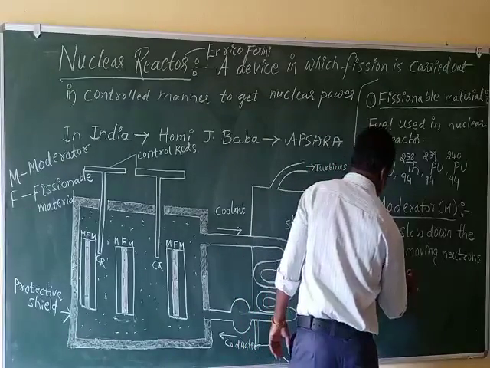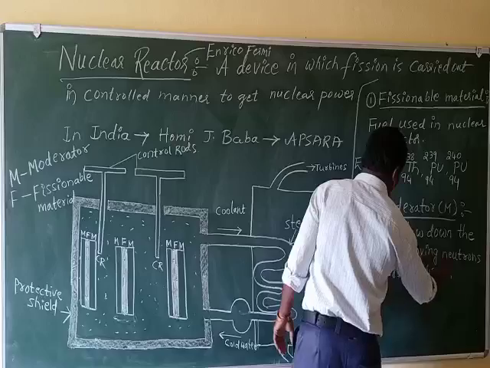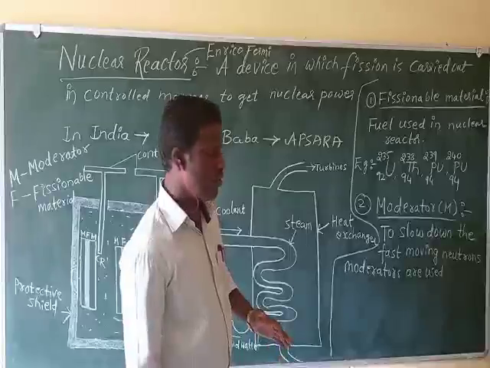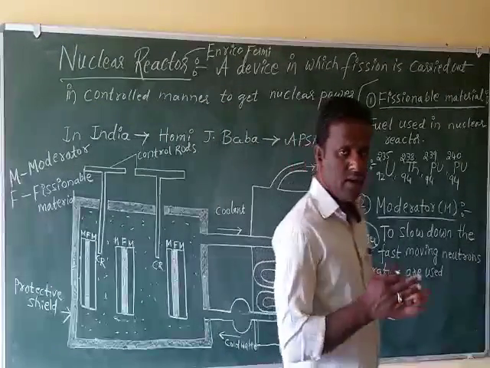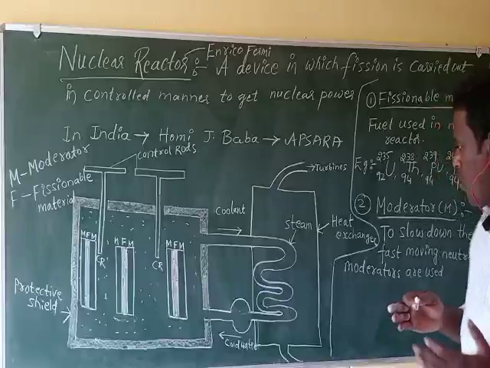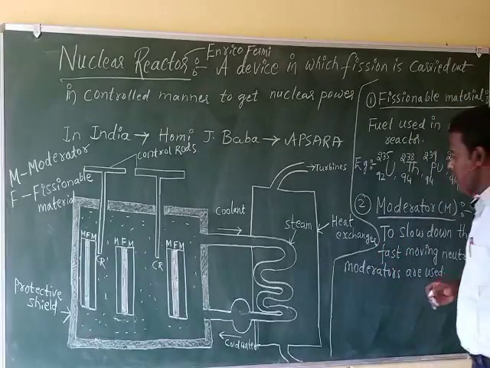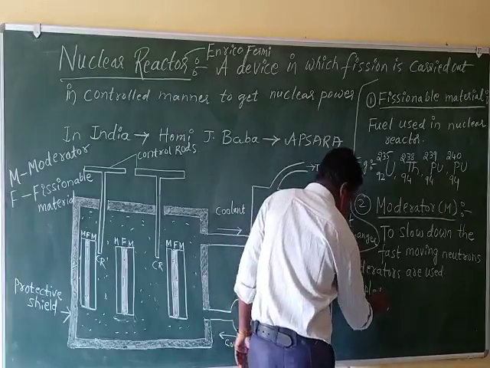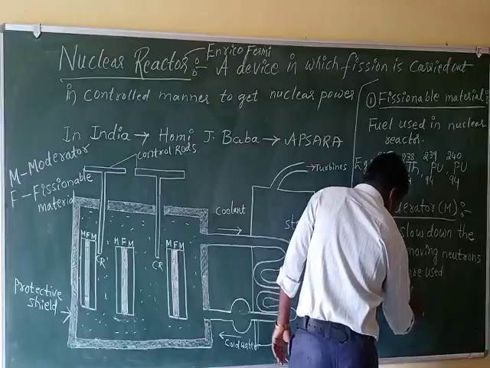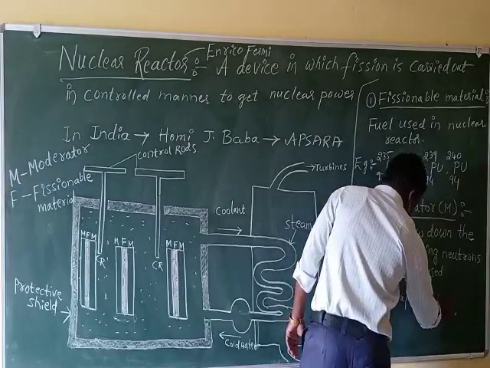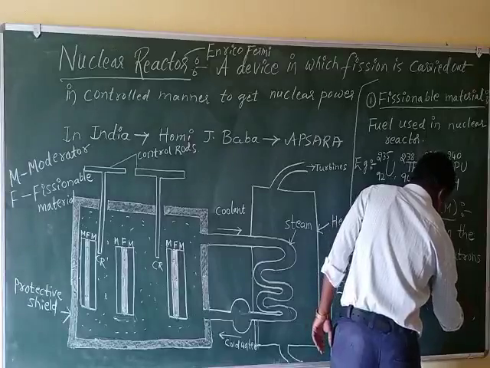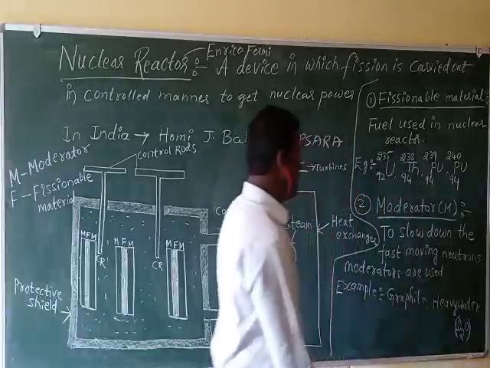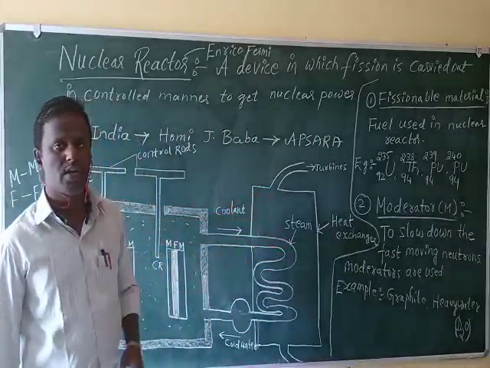What is the function of moderators? To slow down the fast moving neutrons. So they decrease the kinetic energy of the neutrons. What are examples of moderators? Graphite and heavy water, D2O. These two are used as moderators in a nuclear reactor.